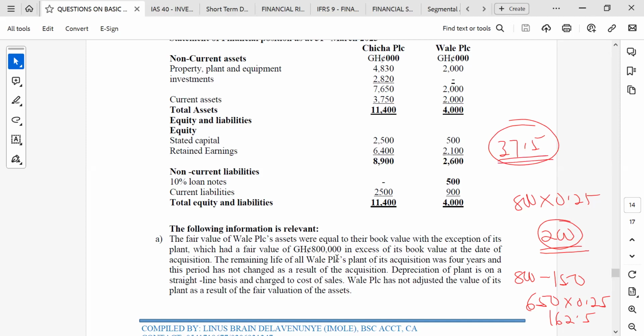All right. This 37.5, you can also calculate it in a different way. You see that you have depreciated the asset by 150. The tax authority will give you a capital allowance on this. So the tax benefit will be 0.25 on this figure. That will give you 37.5.